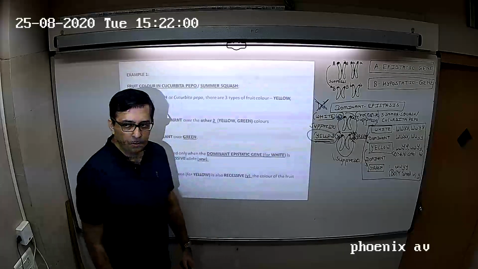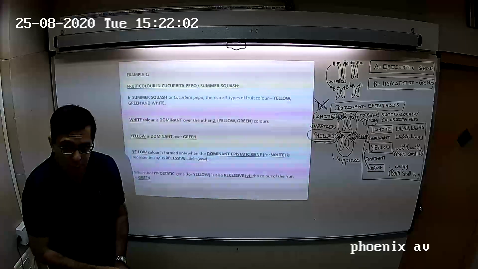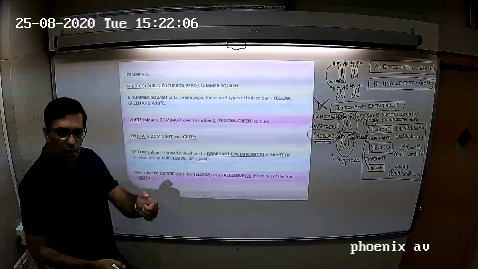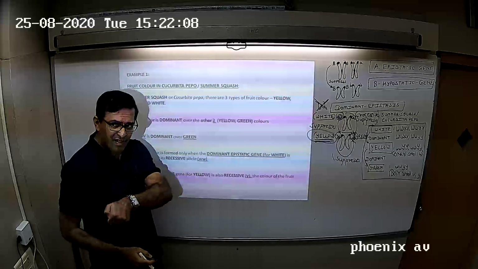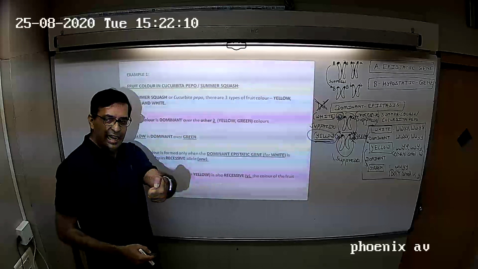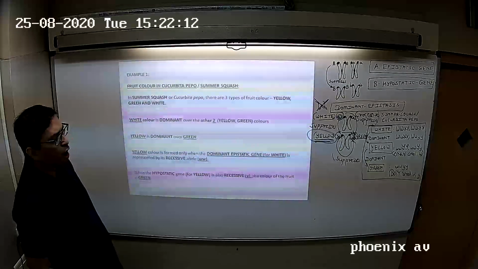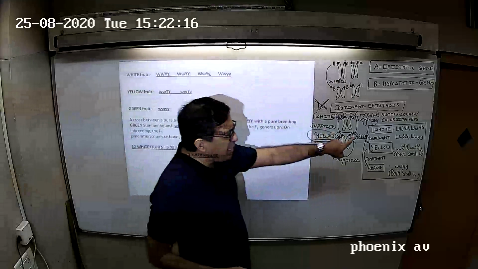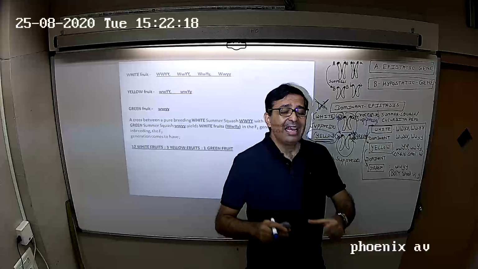Green. I hope you understood this also. So now that we have understood this, if you have not understood, pause and rewind and see it again and then continue forward. What will be white fruits? White fruits कौन से होंगे?